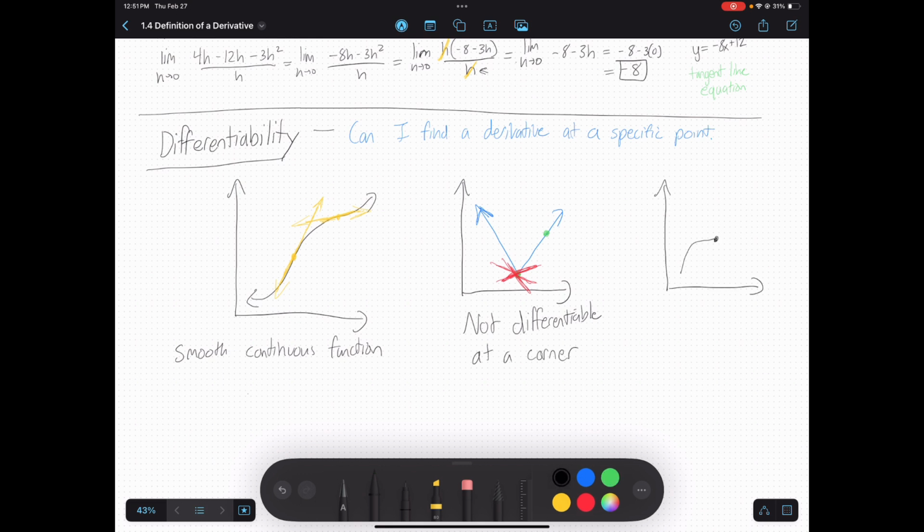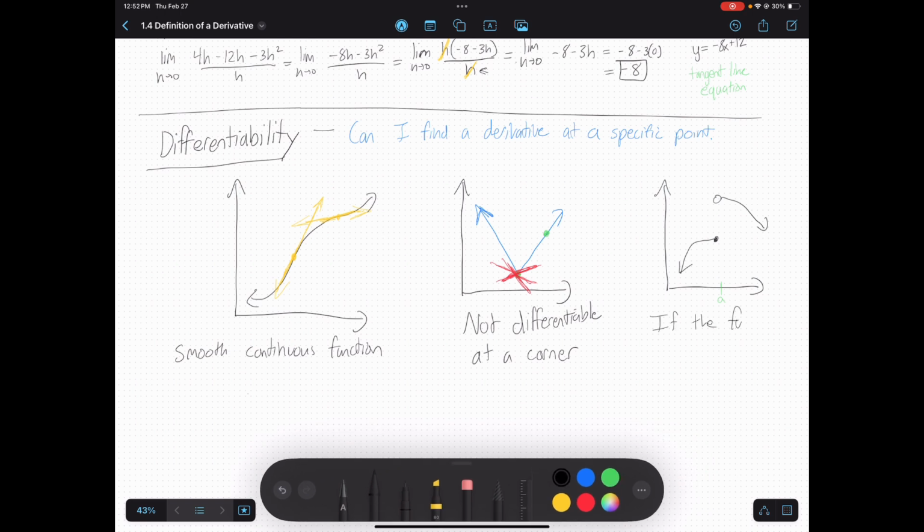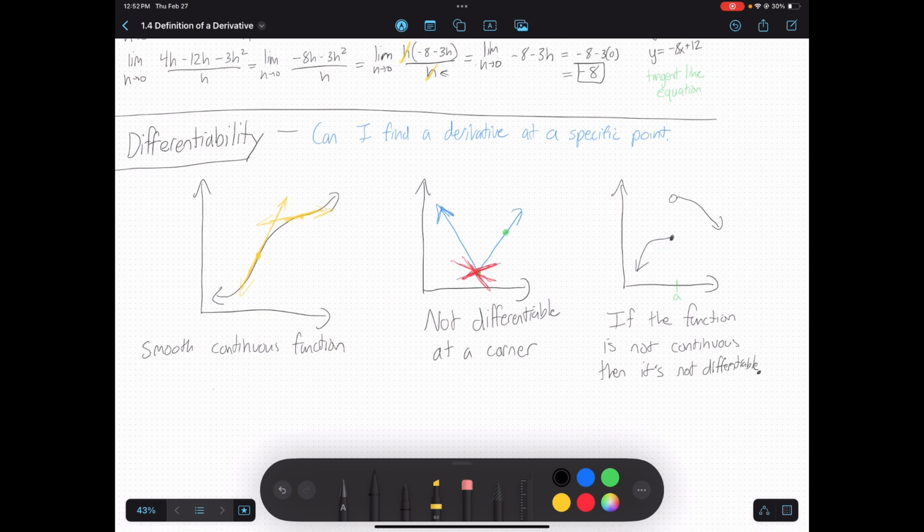What if I have a spot on my graph where I'm not continuous? What if I have a jump? Can I draw a tangent line if I have a jump? Absolutely not. If I specify this x value, can I draw a tangent line if I've got two different possible values that I'm working with? No. So if the function is not continuous at a specific point, then it's not differentiable either. So in order for a function to be differentiable, it has to be continuous.